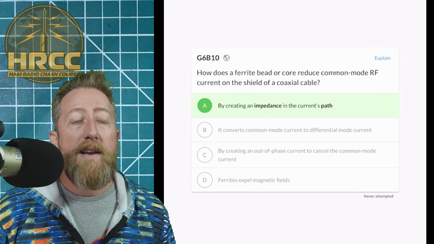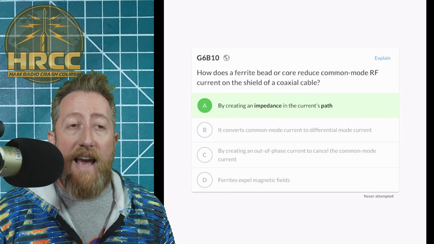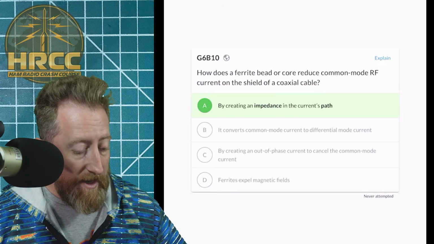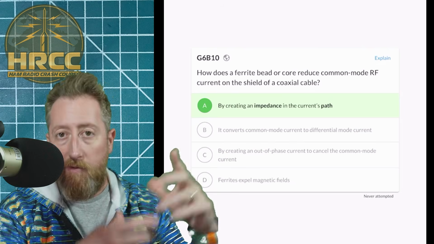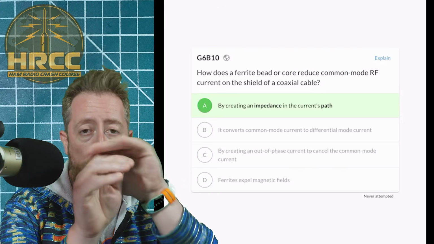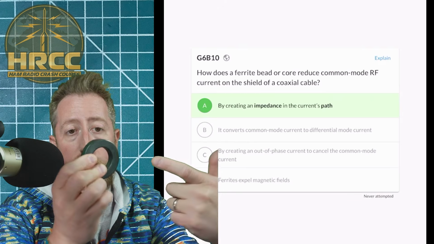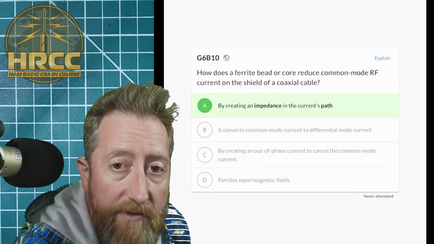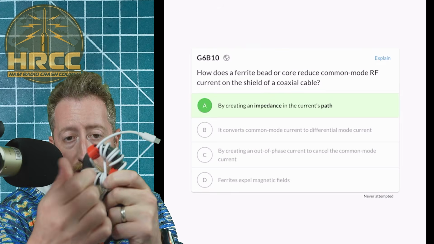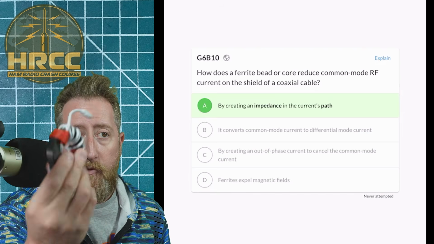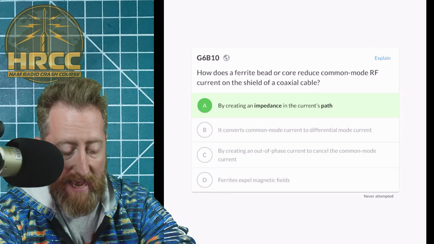Question 10, how does a ferrite bead or core reduce common mode RF current on the shield of a coaxial cable? And it is A, by creating an impedance in the current's path. So the current in this case that they're talking about is common mode current. Common mode current rides on the exterior shield of the coax, right? I'm looking for a piece of coax when I do this, but you can understand what I'm saying. It's just running along. And you can use these by running the coax through here and looping it multiple times, which I have an example of a USB cord where I did that exact thing. You're adding impedance every time the line goes through the hole of the toroid. So if you have 8 or more wraps, you're creating multiple factors of impedance to that current's path, which is good.